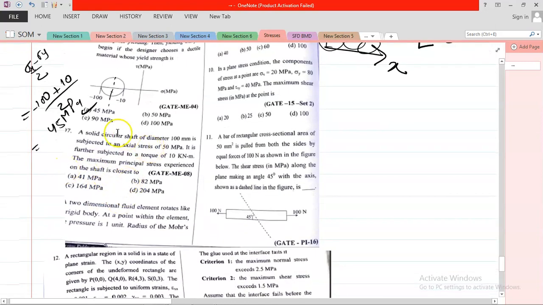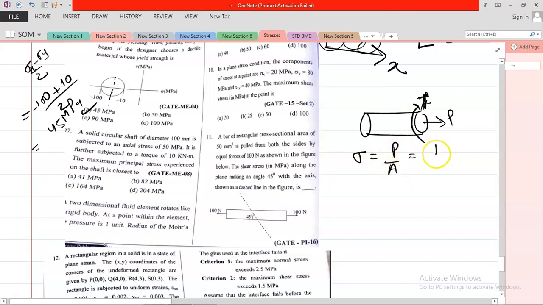Now the next question is, a solid circular shaft of a given diameter with the given axial stress is further subjected to a torque. The maximum principal stress is required. So it is given a solid circular shaft with a load P, and now it is acting with a twist, a torque. You need to obtain the maximum principal stress. First, with the P you obtain the normal stress, that is P by A, which is directly given as 50 megapascal.